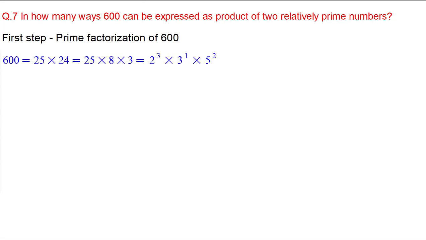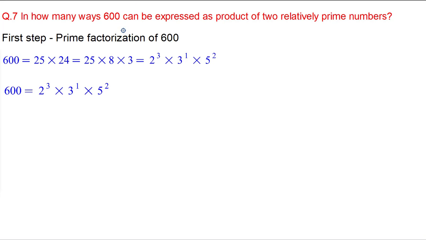600 is nothing but 25 into 24, that is 25 into 8 into 3, that is nothing but 2 cube into 3 to the power 1 into 5 square. The prime factorization of 600 is 2 cube into 3 to the power 1 into 5 square.